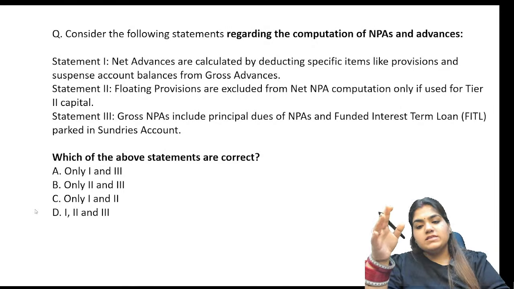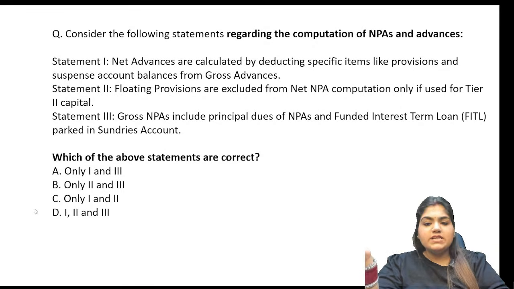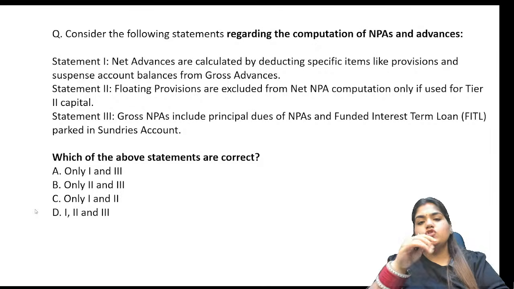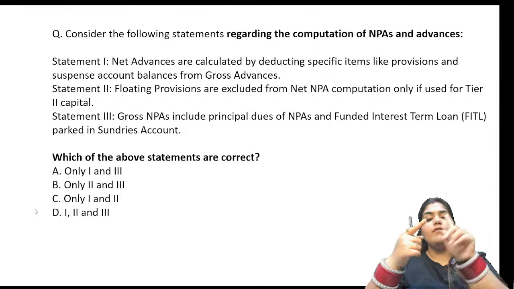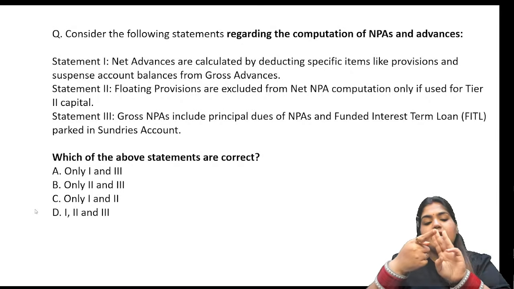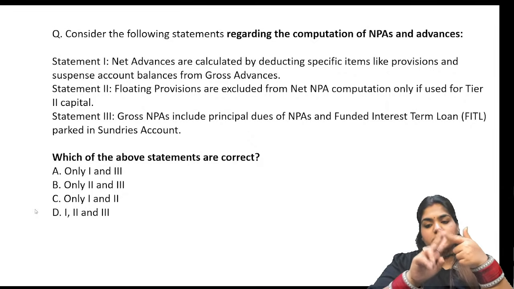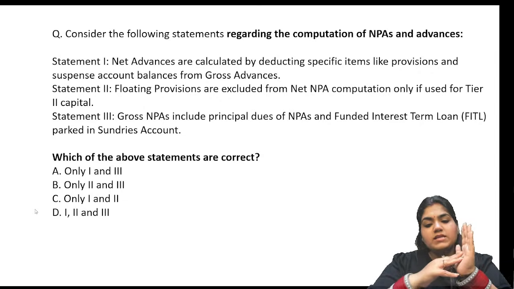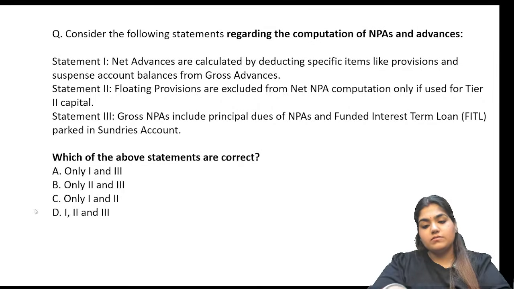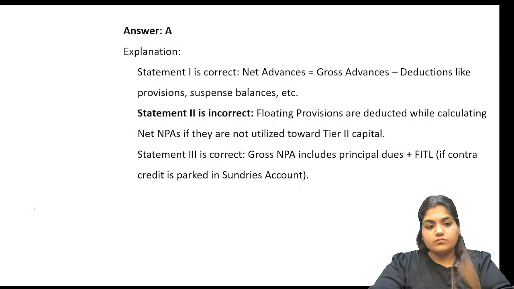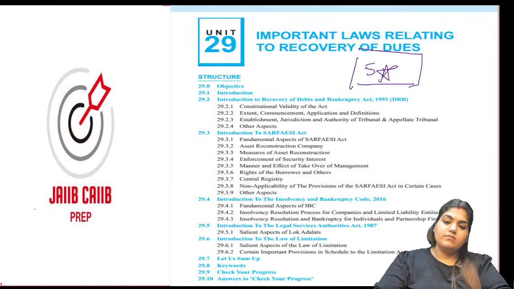Net advances is equal to gross advances minus deductions. Net anything is equal to gross minus deductions. Be it net advances, net NPA or net liabilities, it is always gross minus deductions. Statement number 1 is correct. Statement number 2 is not correct. Floating provisions are deducted while calculating net provisions if they are not utilized. That is the correct answer.